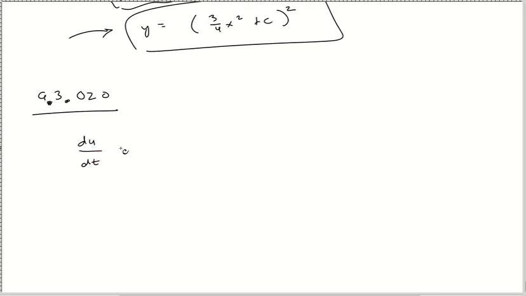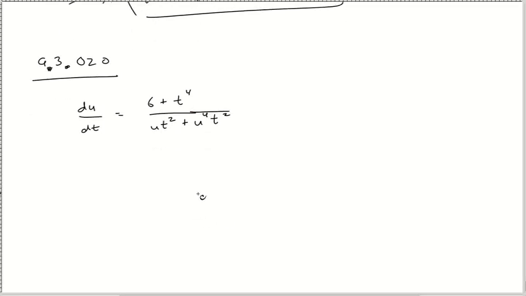du dt is equal to 6 plus t to the 4th divided by u t squared plus u to the 4th t squared. Okay, what's going on? Well, first I want to get all my t's on one side and my u's on the other.